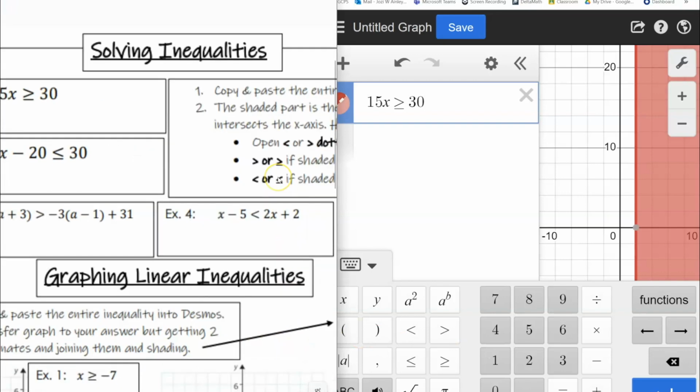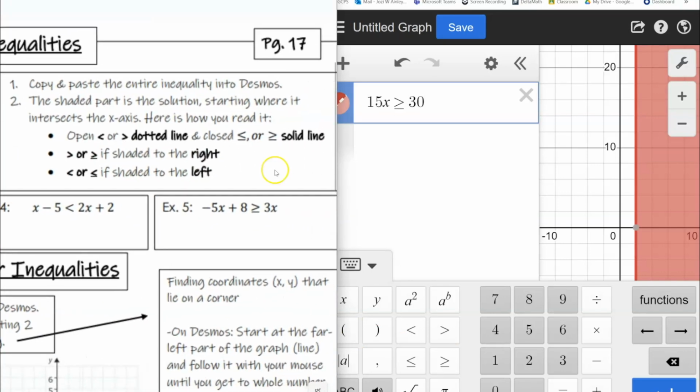Number 2. The shaded part of the solution, starting where it intersects the x-axis. Here's how you read it. If it's open, if it's less than or greater than, it's a dotted line. Notice that doesn't have an equal to at the bottom. If it's closed, if it's less than or equal to, this line at the bottom means equal to, or greater than or equal to, it is a solid line. So it's open, dotted line; closed, solid line. I can tell this is a solid line because it has that equal to.